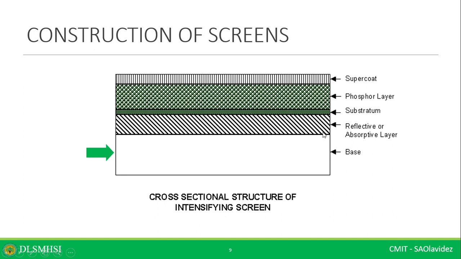If an intensifying screen has an absorptive layer instead of a reflective layer, the reflective layer is just incorporated into the base material. Some modern intensifying screens also incorporate the reflective layer into the base material. The base material is the layer that is attached to the cassette.